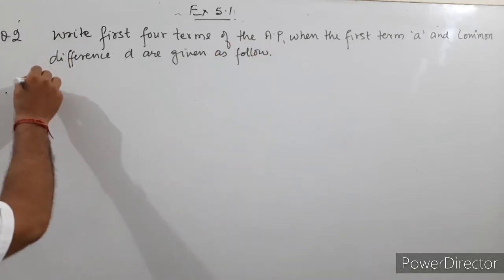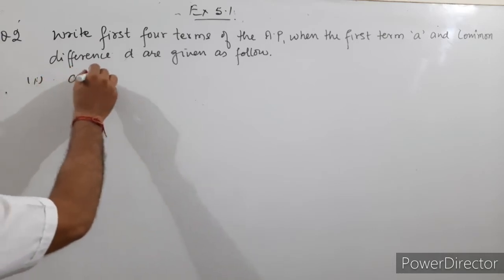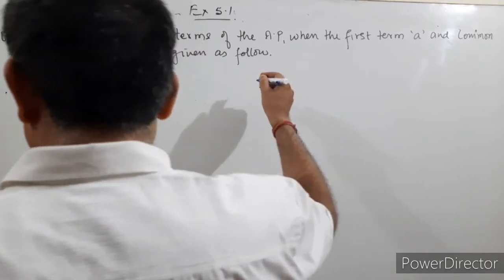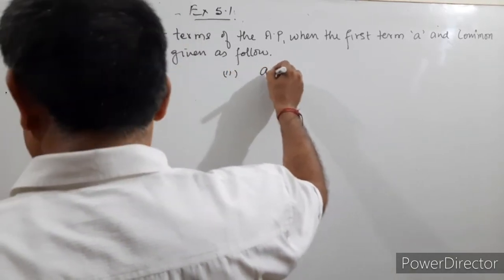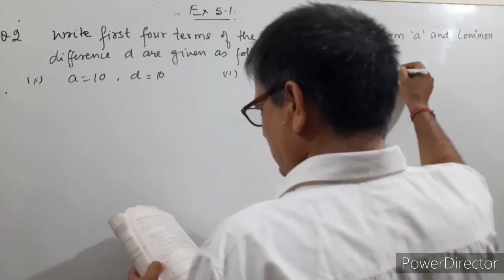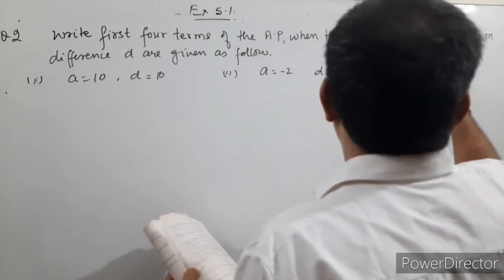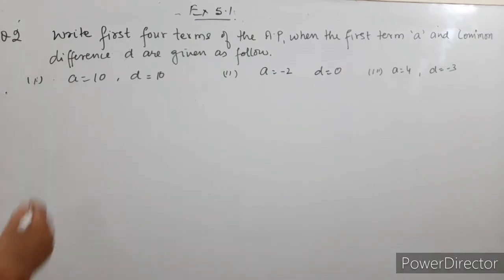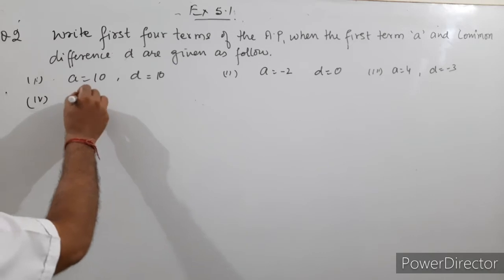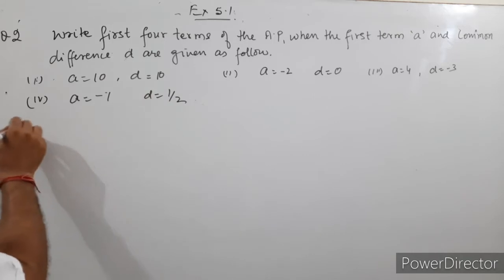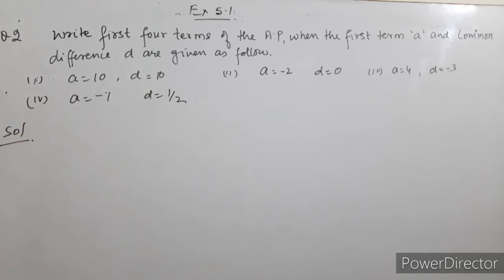First part: A is equal to 10 and D is equal to 10. Second part: A is equal to minus 2, D is equal to 0. And the third part: A is equal to 4 and D is equal to minus 3. And the fourth part: A is equal to minus 1 and D is equal to 1 by 2. This is the solution. This is your question.